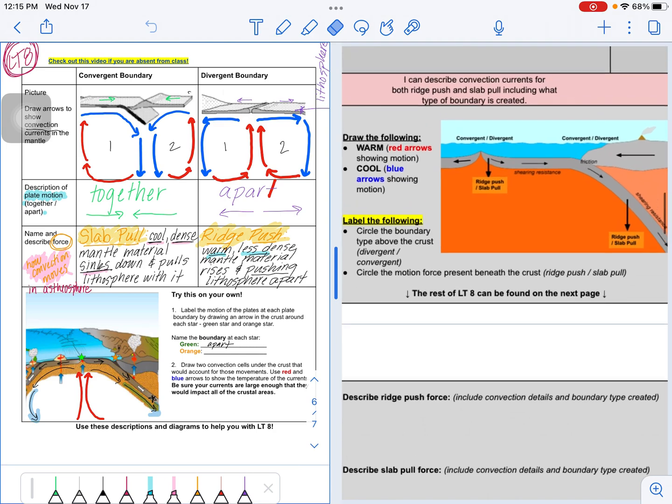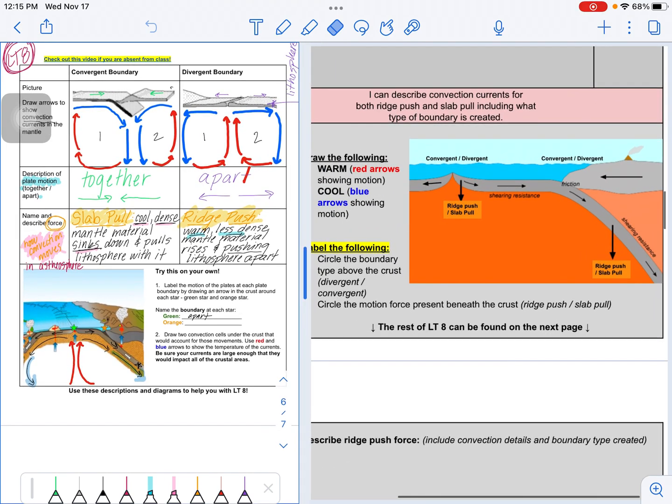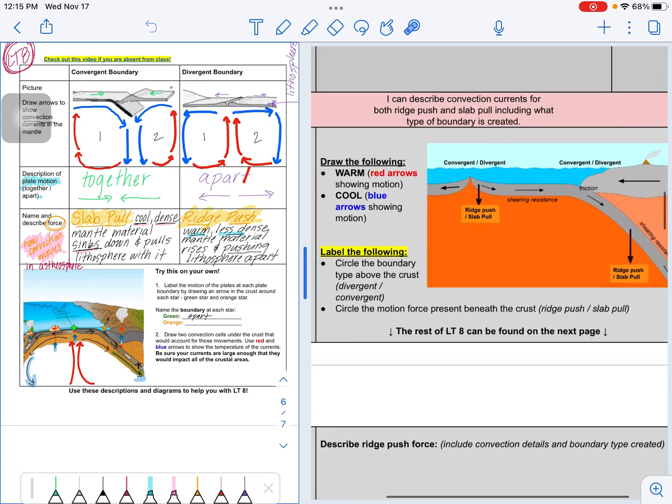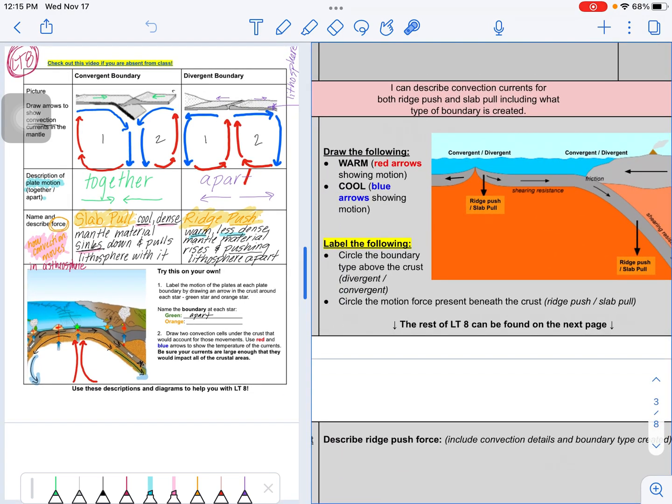So let's start here. We're making this diagram. We've got two arrows that we want to include on our picture. We've got red arrows, of course, for the warm, and we've got cool arrows to represent blue. We want to include those in our lower layer, or the asthenosphere.